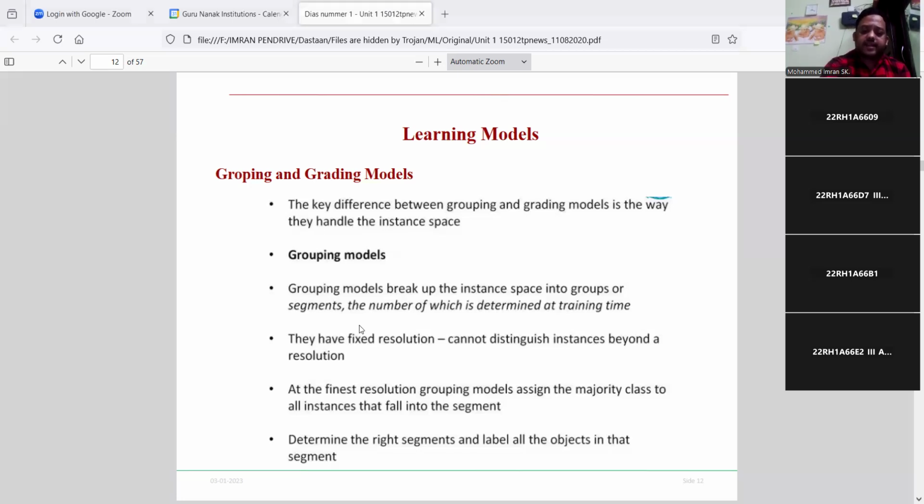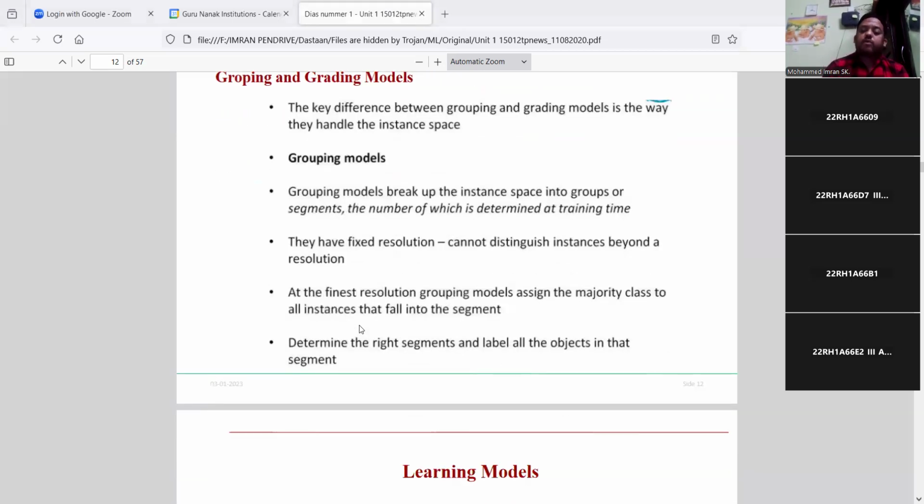Next, at the finest resolution, a grouping model assigns the majority class to all the instances that fall into some segment. The finest resolution means exact output, if you can say. Grouping models assign the majority class to all the instances, like instance 1, 2, 3, 4, all the instances which fall into the particular segment. And next one is determining the right segments and labeling all the objects in the particular segment.